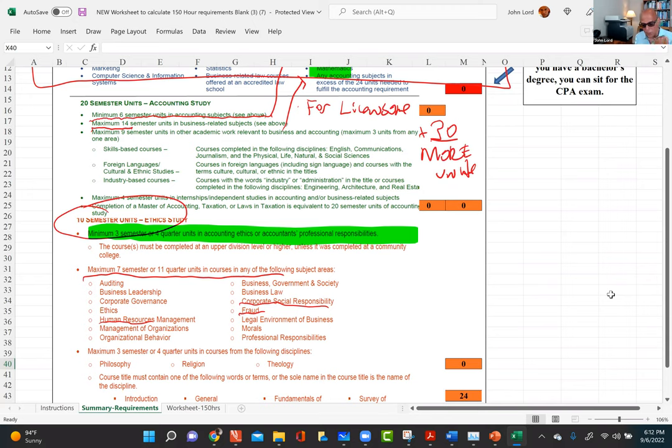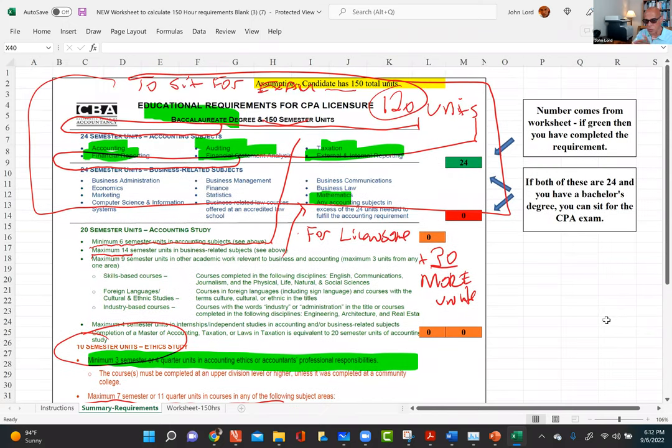So if you look at this, what we're constituting for those 150 units: 120, 24 accounting, 24 business, the remaining what? If it's 78 out of 120, if you take 120 minus the 78... I mean, excuse me, 120 minus 48, that means that the remaining 72 units could be in anything.